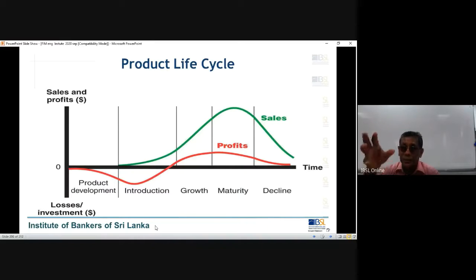So you are at the maturity stage. Thereby you can extend your product life cycle. Otherwise, what happens is the next stage, the product is going to decline. Now you see, based on the product life cycle, you can take many strategies to improve your businesses and improve your profits. So I just give you some food for thought.